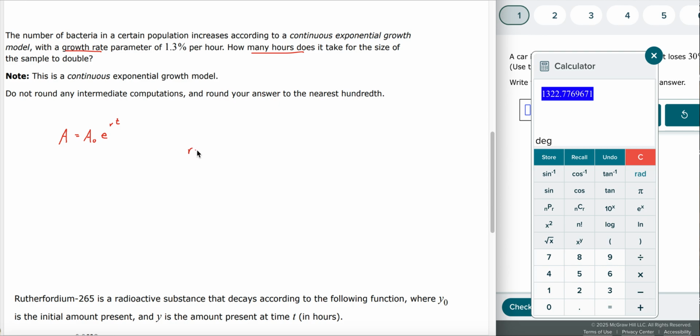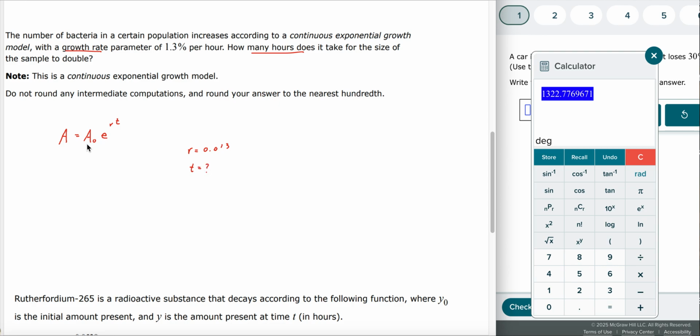I know that r is going to be 1.3%. So that would be 0.013 if I convert that to a decimal. Remember, I'm going to move that decimal point over 2 places to the left. How many hours does it take? So I've already decided that I'm looking for t.